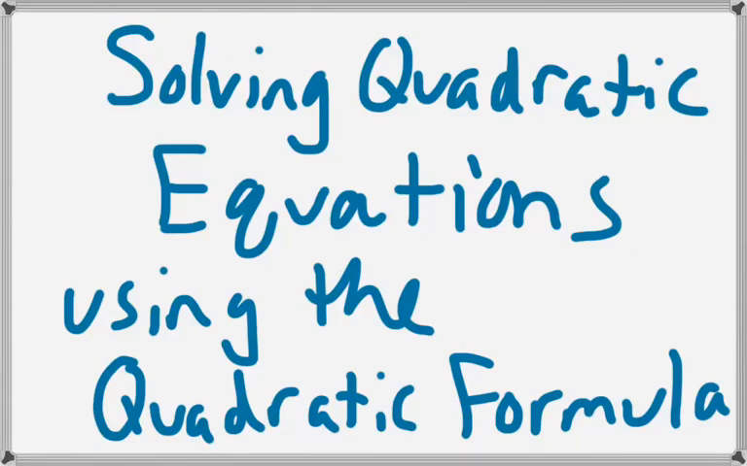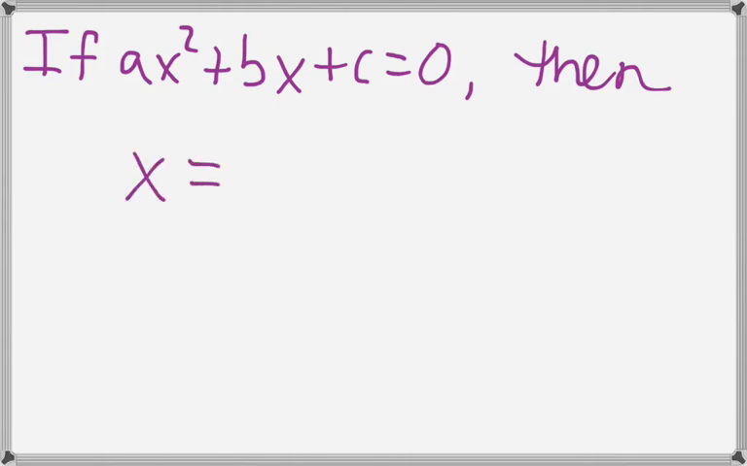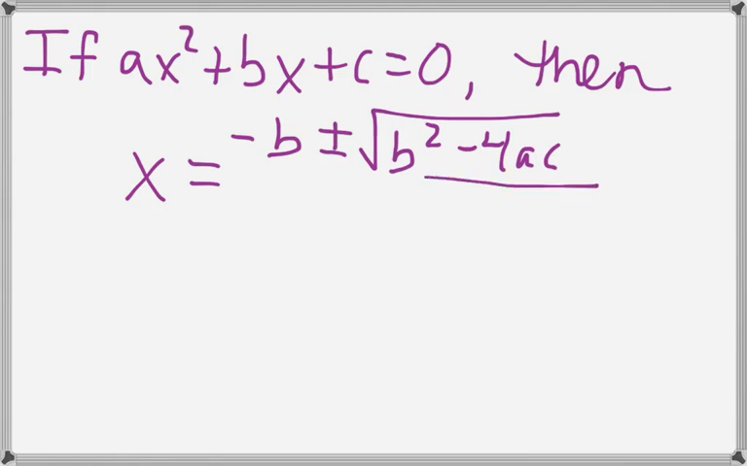In this video, we're going to discuss solving quadratic equations using the quadratic formula. So here's what the quadratic formula says. It says if ax squared plus bx plus c equals 0, then we know that x is equal to negative b plus or minus square root of b squared minus 4ac all over 2a.